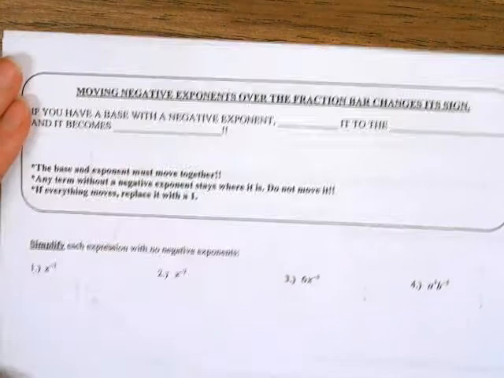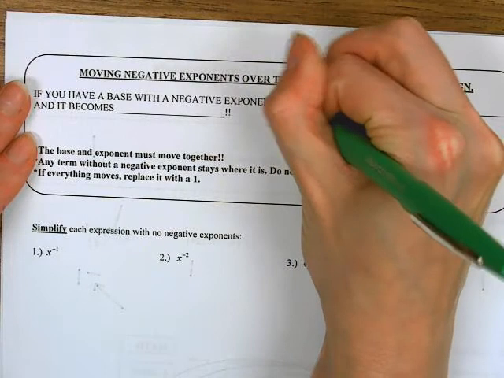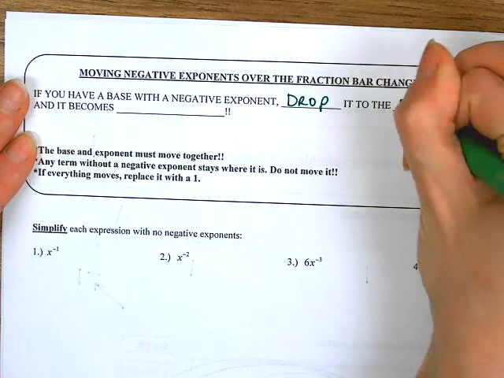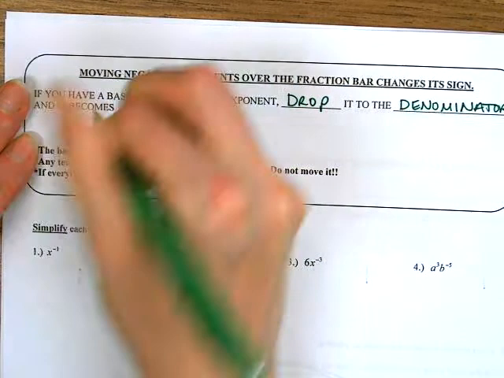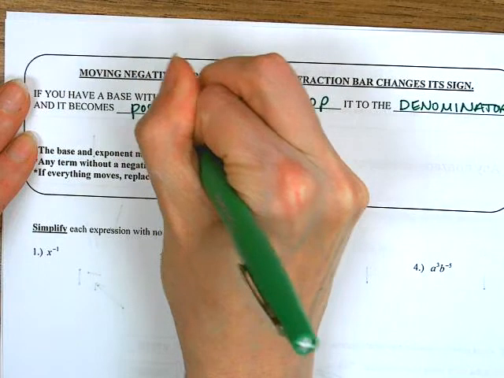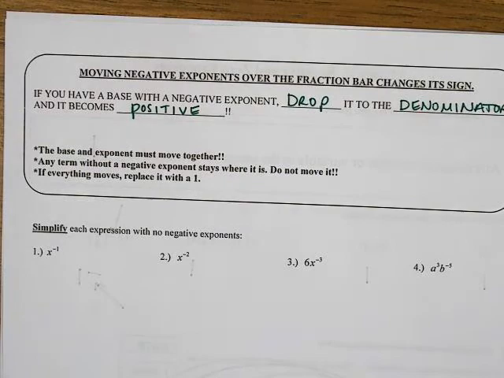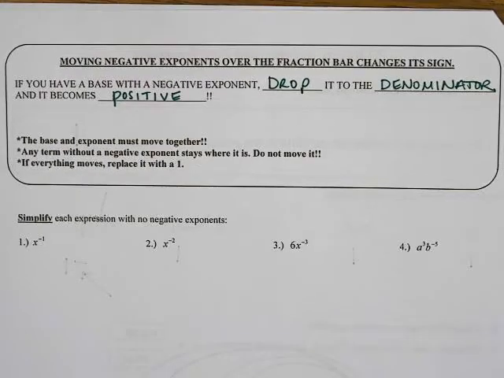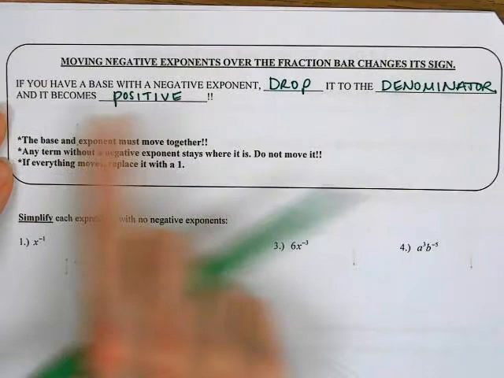So flip it over. Okay, here's the big rule now. If you have a base with a negative exponent, you drop it to the denominator and it becomes positive. All right, so if you have a base with a negative exponent, excuse me, I'm going to sneeze. Excuse me, thank you. I hope you guys said bless you. So if you have a base with a negative exponent, you drop it to the denominator and it becomes positive.